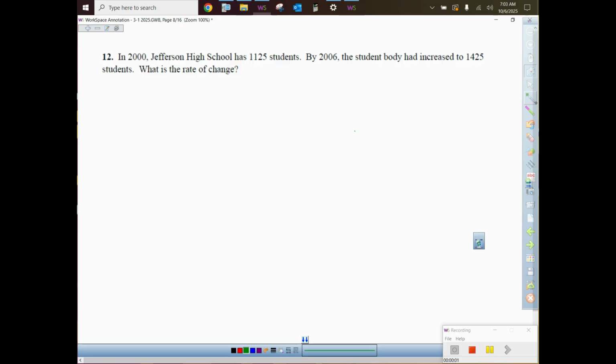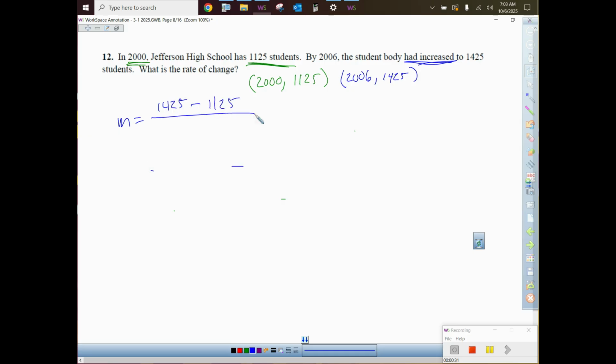On to the next problem, where in 2000, Jefferson High School had this many students, so I can write that as an ordered pair. We always put time as the X, so 1125 students. By 2006, the student body had increased to 1425. What is the rate of change? So we'll do M equals y2, 1425, minus y1, 1125, over x2, 2006, minus 2000.